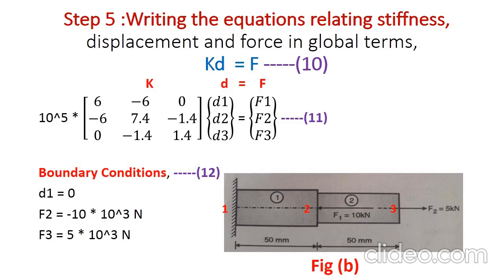Next step is we apply boundary conditions. We can observe at node 1 the stepped bar is fixed. See, if it is fixed at some node or a location, by default its displacement will become 0 at that node. Therefore d1 is equal to 0.